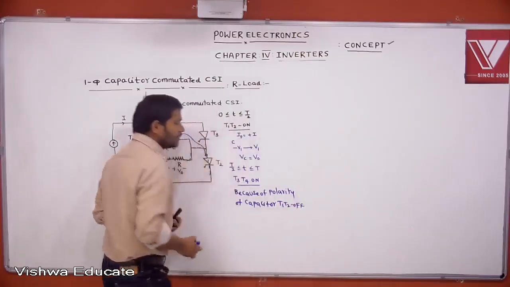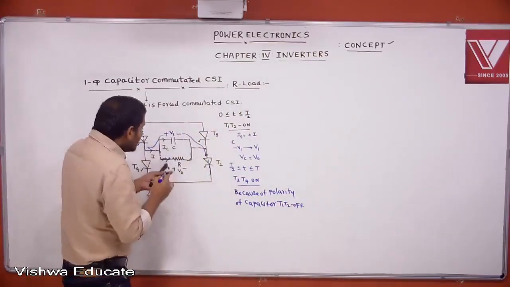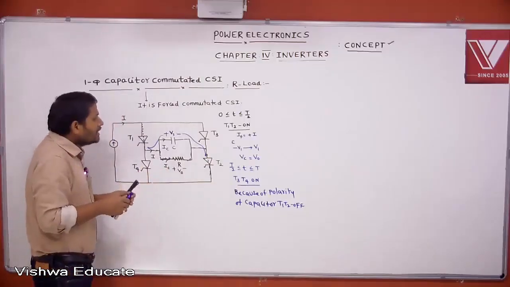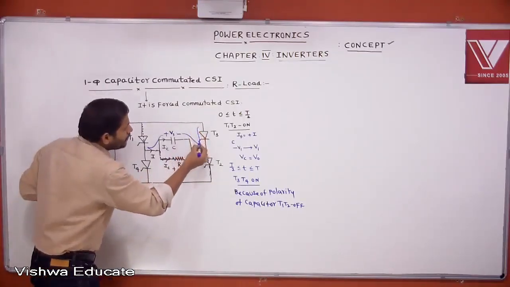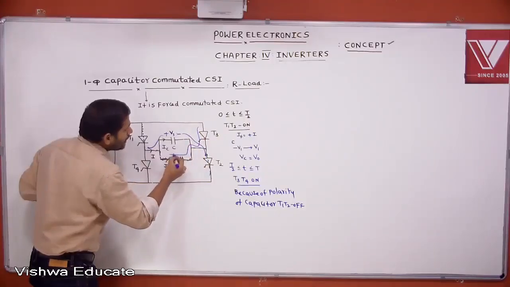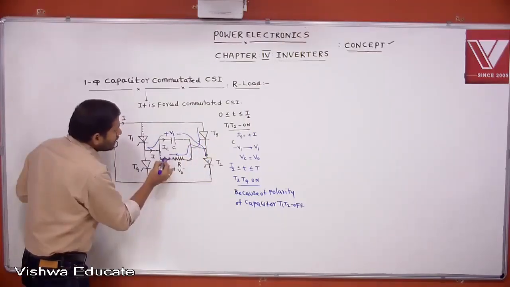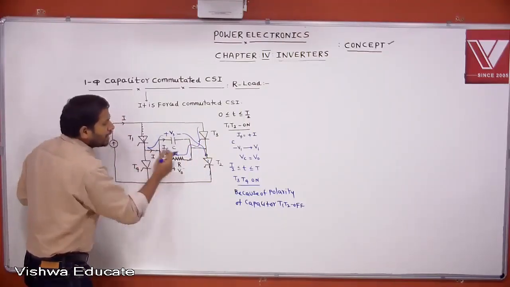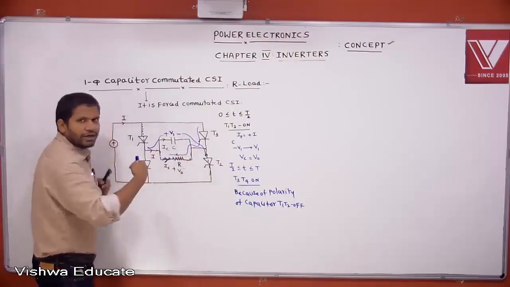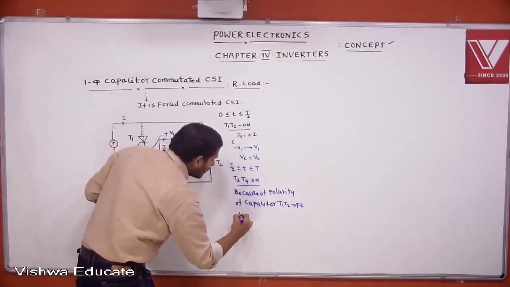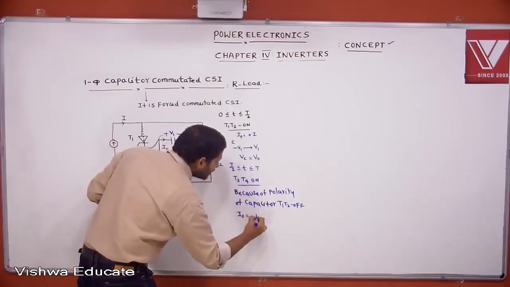Now, if T3, T4 is conducting, see the direction of current. If T3, T4 is conducting, this is the load current direction. Assumed load current is this one. But T3, T4 is conducting in the opposite direction of the load current direction. That's why you take I naught equal to minus I.